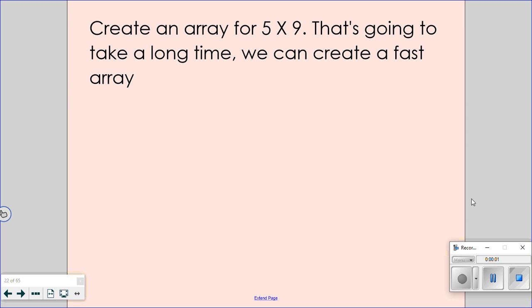Our title today is going to be Fast Array. Our title today is a fast array. We're going to learn a slightly new strategy.